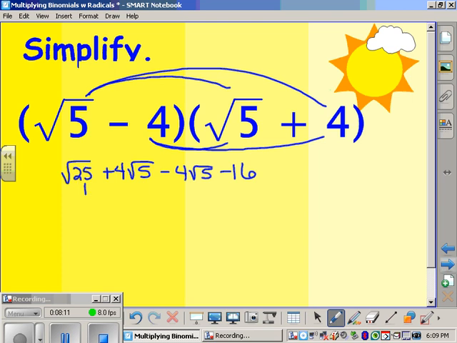Now we will start simplifying. Radical 25 we can change to 5 because it's a perfect square. We have like terms in the middle. 4 radical 5 minus 4 radical 5 actually equals 0, so those can cancel out. From here, we're going to drop down the minus 16, and now we're just left with our regular numbers, 5 minus 16, which is negative 11.